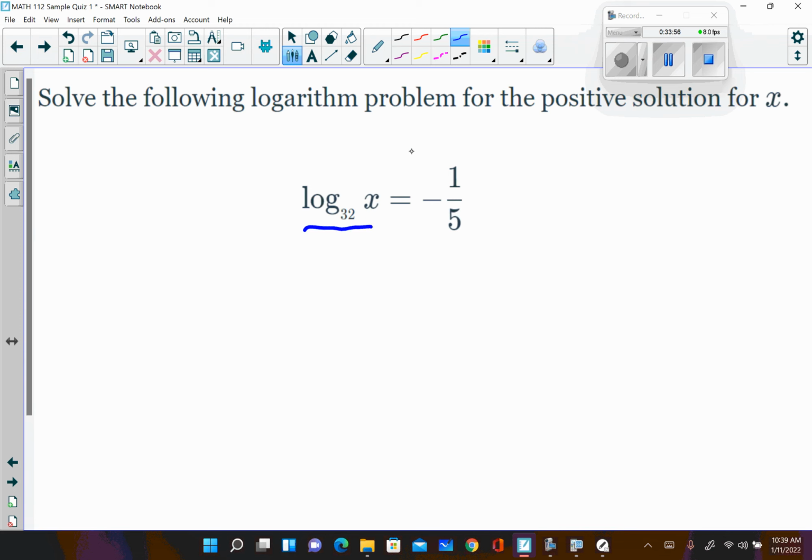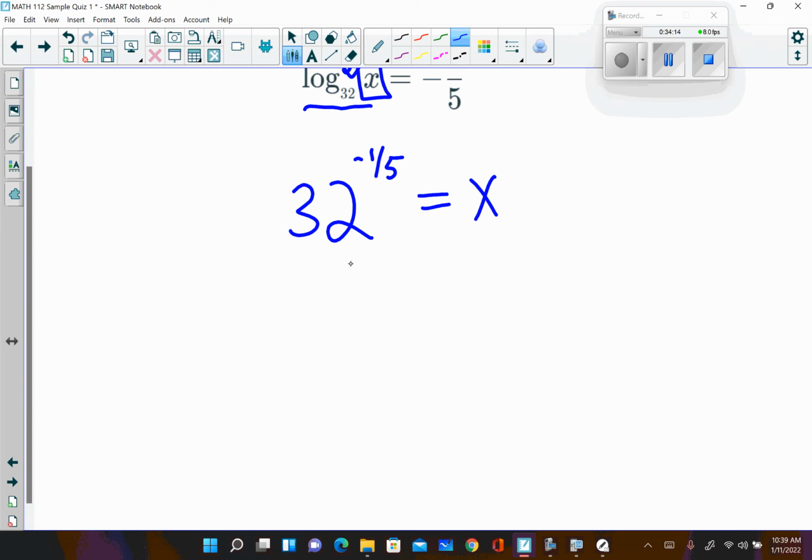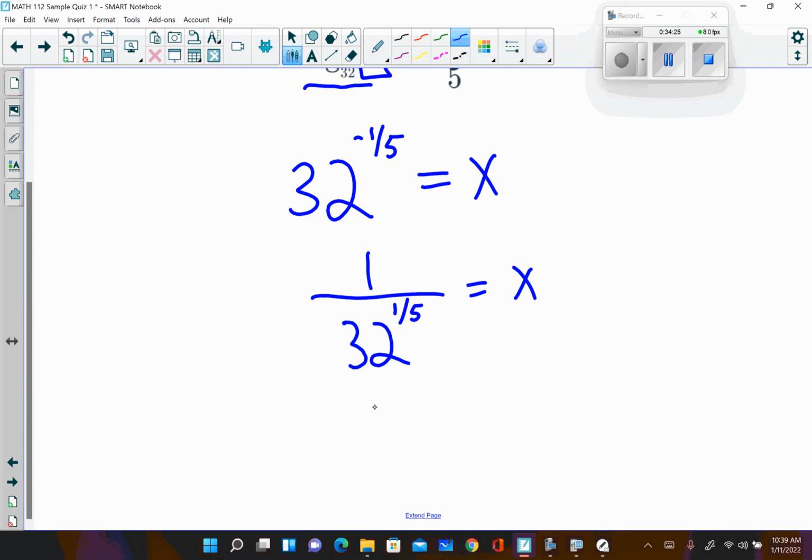A log is an exponent. That means this -1/5 is the exponent on this base. The base is down in the basement. Base raised to exponent equals whatever is written here. The negative exponent means 1 over the same base with the same exponent, but without the negative sign. This is power over root. The 5 is on the bottom. That means it's the 5th root of 32 raised to the first power.